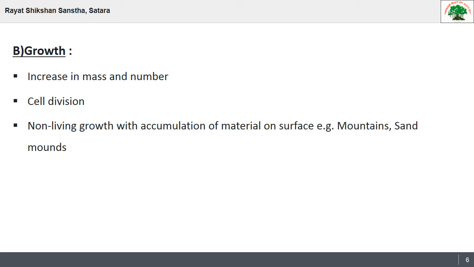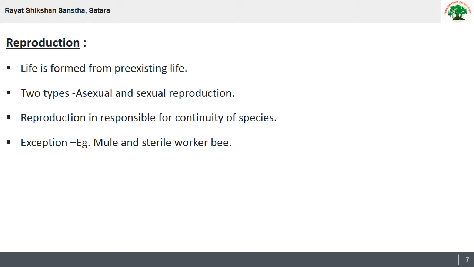Non-living organisms do not show growth. Reproduction, the next important principle of life. It is a very important feature of the living world. It is the biological process by which new individual organisms, that is offspring, are formed or produced by their parents.